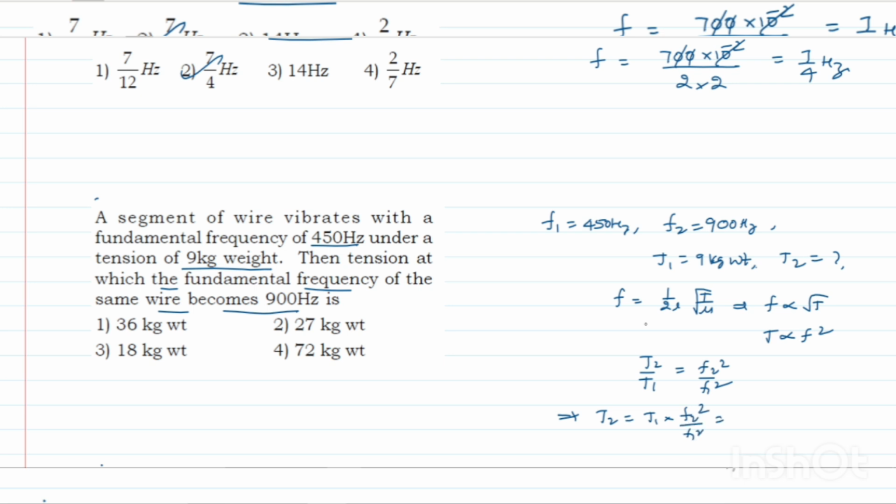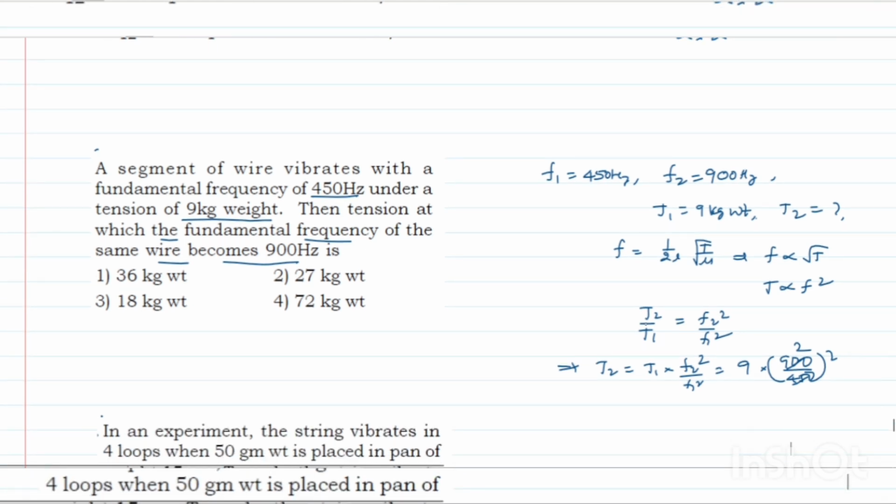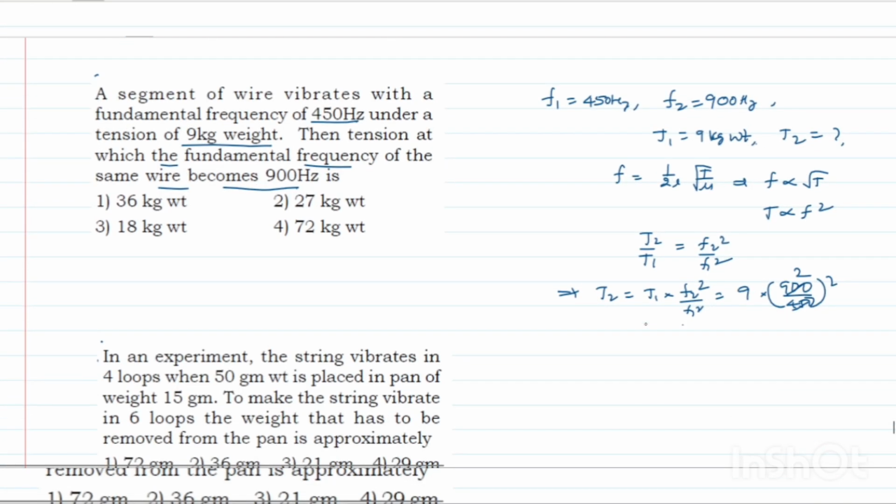T1 is given as 9 kg, and here f2 by f1 is 900 by 450 whole square. It's 2 times 2, 2 twos are 4, 4 into 9 will be 36. So T2 equals 36 kilogram weight. 36 kilogram weight.